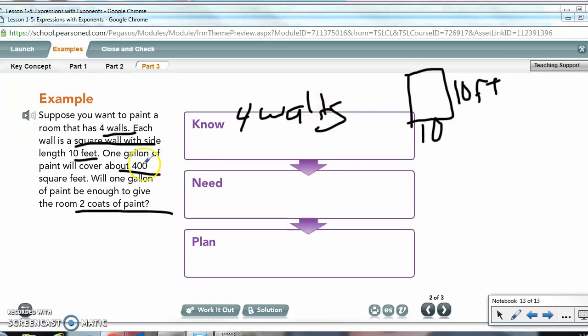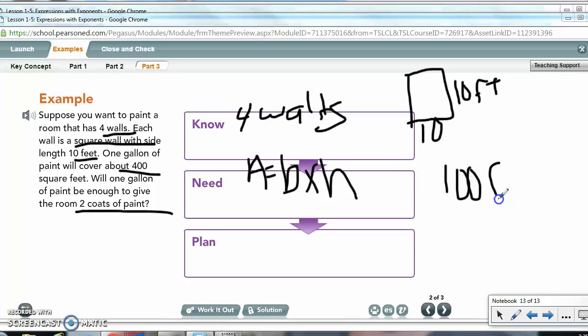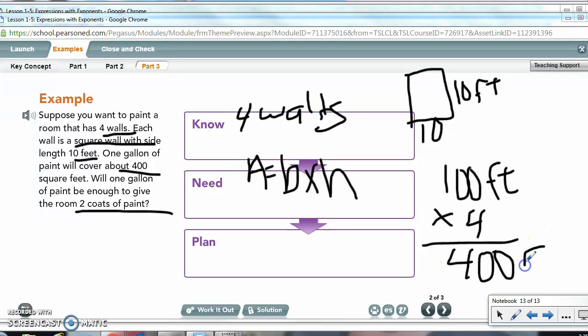All right. They want to know about 1 gallon of paint. Well, 1 gallon of paint covers 400 square feet. That means I need to find my area, which is equal to my base times my height. 10 times 10 is 100 for my one wall, 100 square feet for one wall. How can I figure out what 4 walls will be? Well, 100 times 4 will give me my 4 walls, 400 square feet. Well, this is just 1 coat of paint.